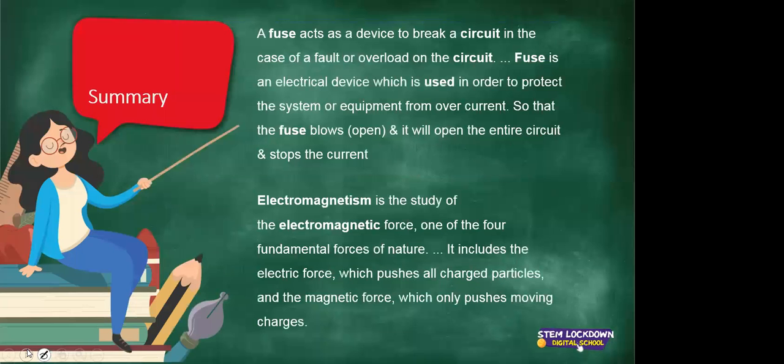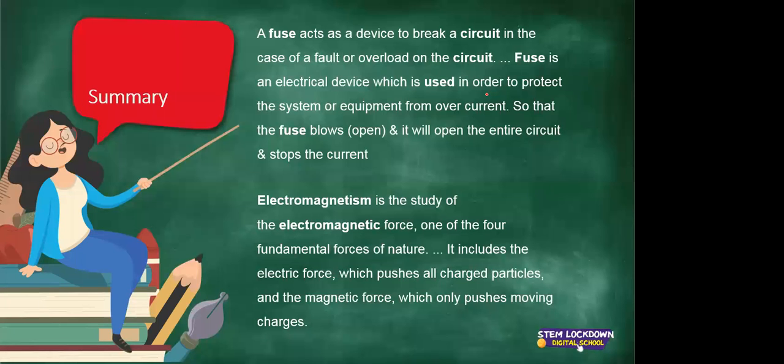Right, so we're going to summarize what we learned today. We learned that a fuse acts as a device to break a circuit in case of a fault or overload in the circuit. And a fuse is an electrical device which is used in order to protect the system or equipment from overcurrent, so that the fuse blows open and it will open the entire circuit and stop the current from flowing. So this is part of your answer that you can have.